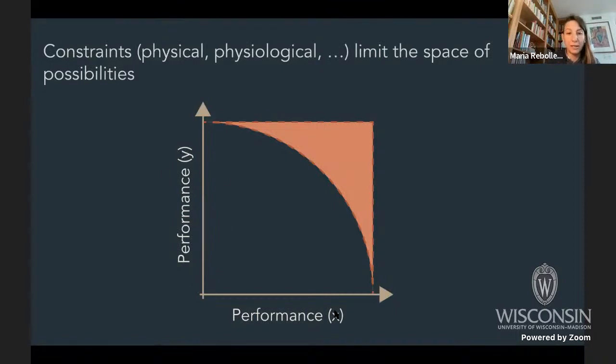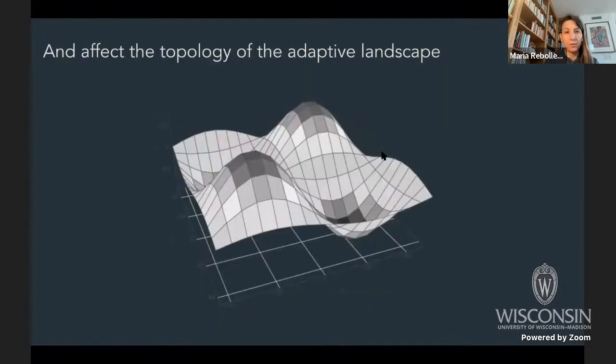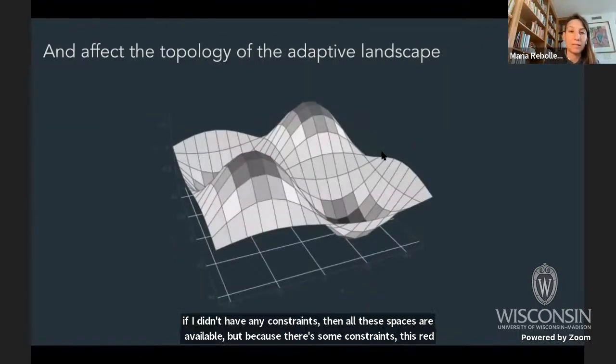So imagine in this schematic, we have an axis of performance on trait X, and then an axis of performance of trait Y. And if I didn't have any constraints, then all this space is available. But because there are some constraints, this red space is actually not available, and that limits all the possibilities and makes evolutionary biology a little bit more predictive. So these constraints also affect the topology of adaptive landscapes.